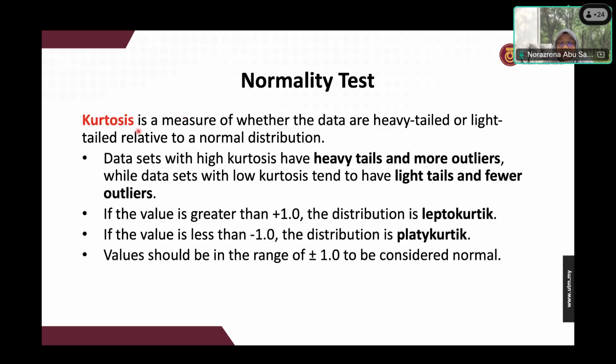Kurtosis, another one is kurtosis. The value we also consider from -1 until +1, the same as skewness. So it's very easy to remember. If the range is between -1 and +1, it can be considered normal.